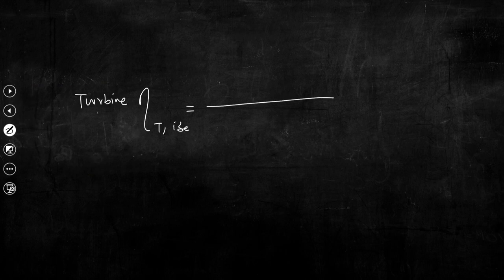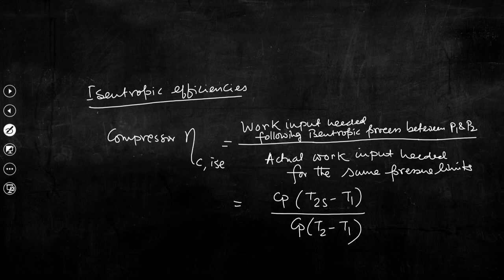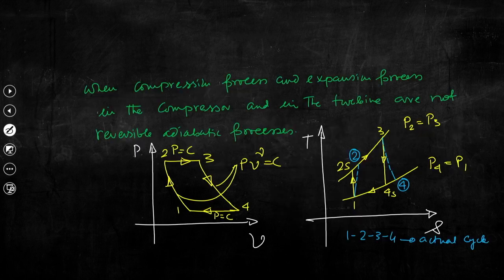Similarly, the isentropic efficiency for the turbine, you can understand easily. Turbine is basically a work producing device. Turbine is a work producing device. So, here what would be the definition? Now, in a turbine we are getting work output. So, actual work output should be less than the predicted one following the isentropic expansion.